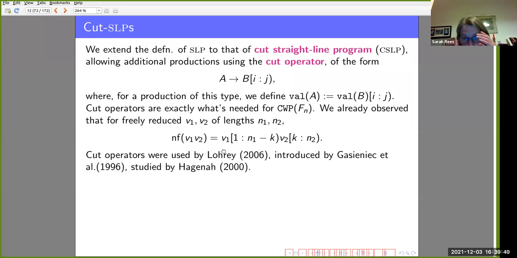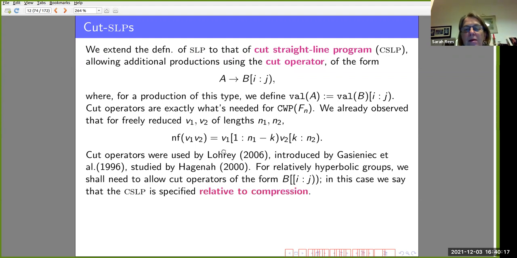And that's how Lohrey solved the compressed word problem in the free group. He added cut operators to his toolkit in order to build, out of a straight line program for a word, the straight line program for its free reduction. Then all he had to do was modify that straight line program subsequently to get rid of the cut operators. Okay, so that's how he solved the compressed word problem in free groups.